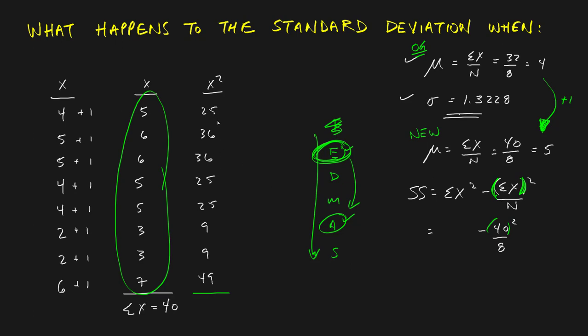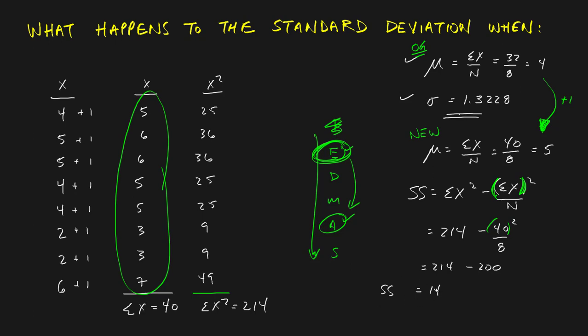So when you add these up, let's see what this is going to be. It comes out to be, the sum of x squared is 214. Okay, so we've got 214 minus 40 squared over 8. And so let's see, what is 40 squared divided by 8? That gives me 200. So 214 minus 200, I've got a sum of squares equal to 14.